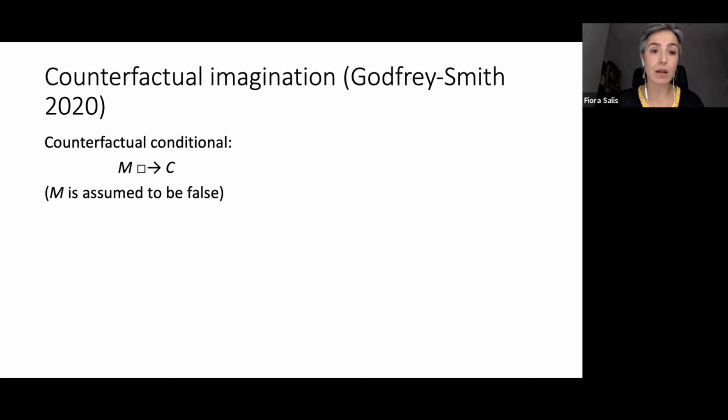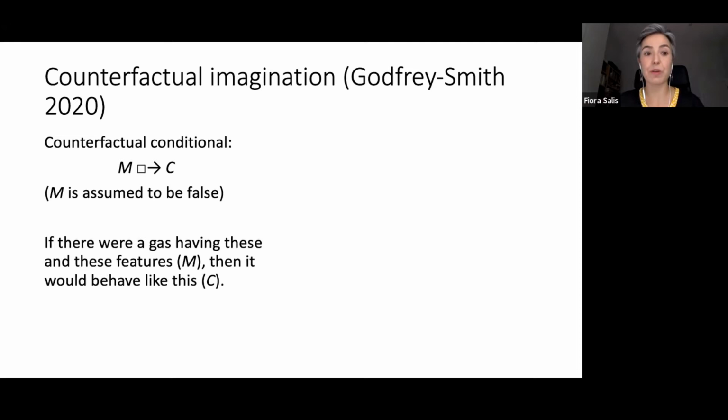A counterfactual conditional, so conditional thinking, a conditional is something like if A then C, okay? When we have a counterfactual conditional, we have, in this case, I use M for the model assumptions. So we have an antecedent M and then a consequent C. So if M, then C, but in this case, because it's a counterfactual conditional, the antecedent is assumed to be false. It's a counterfactual antecedent. So M is assumed to be false. And we've seen that in the ideal gas model, the assumptions are clearly false because they are idealized assumptions. They are false with respect to the actual world. There is no real gas having those features.